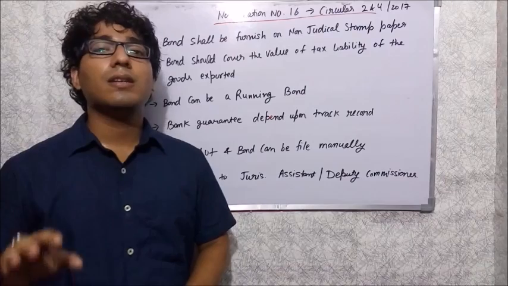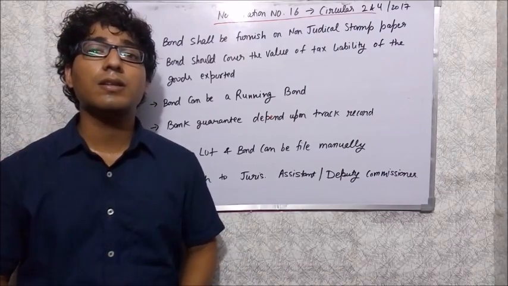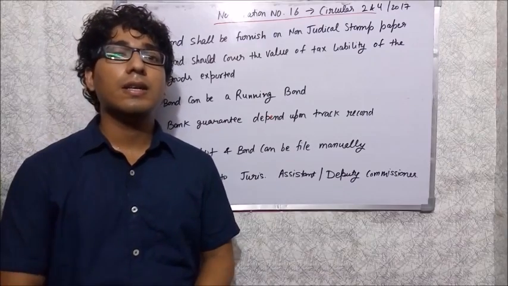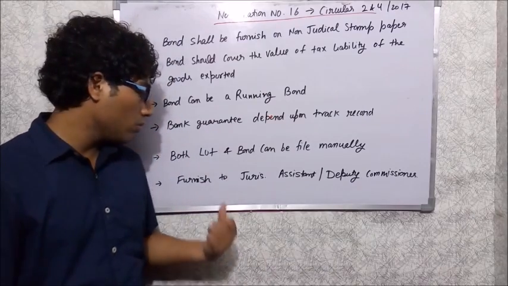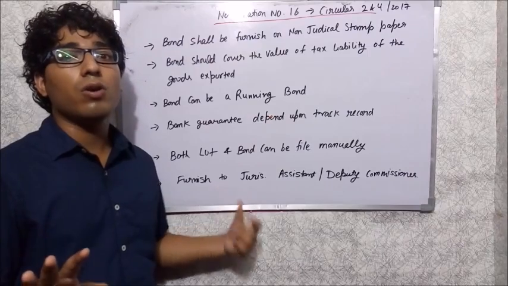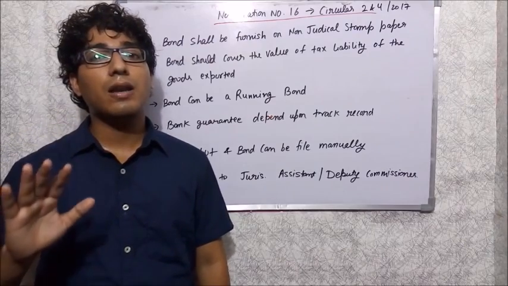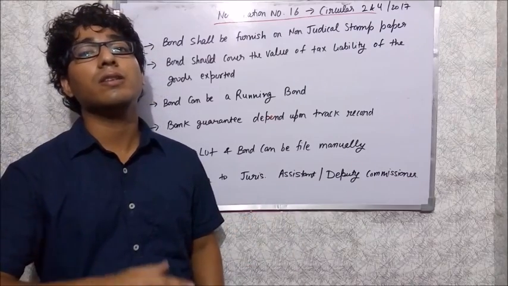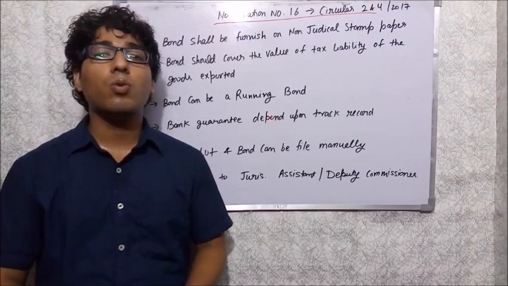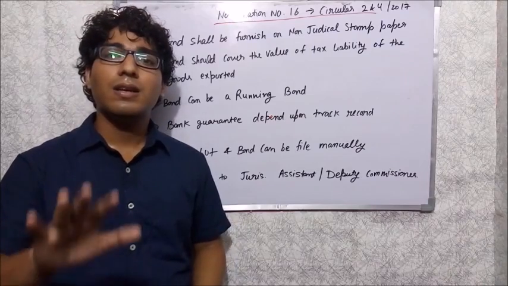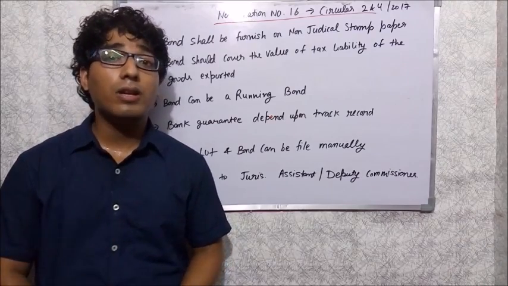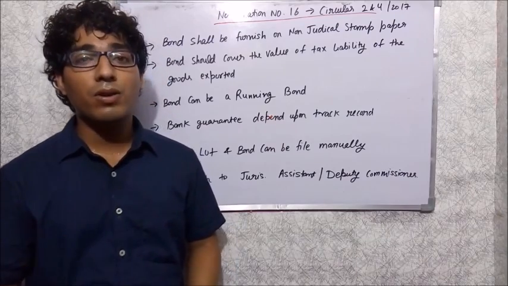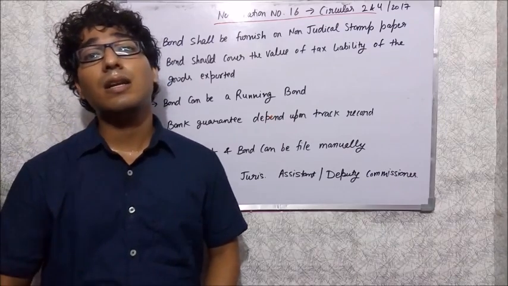So you can furnish the bond or LUT manually till the system is developed. And also you have to furnish the LUT or the bond in Form GST RFD 11 to the jurisdictional assistant or jurisdictional deputy commissioner. In rule number 96A, it is mentioned that you have to furnish the bond or LUT to the jurisdictional commissioner, but the jurisdictional commissioner has now delegated that power to the jurisdictional assistant or jurisdictional deputy commissioner.